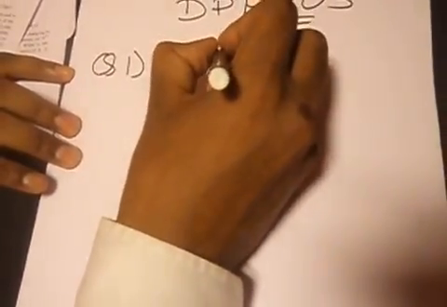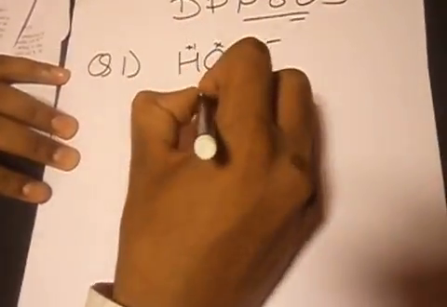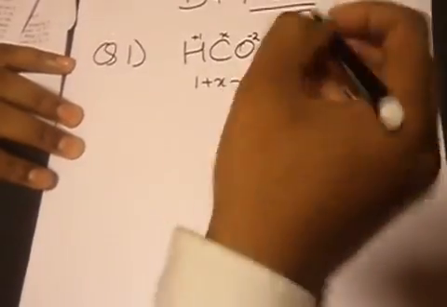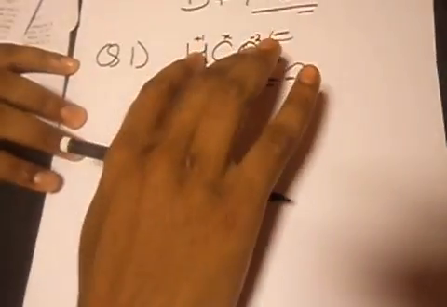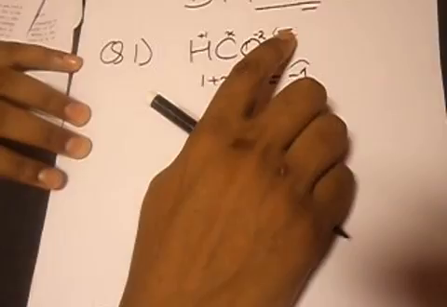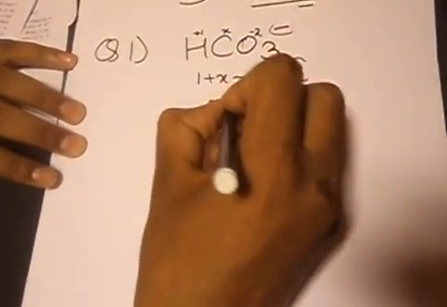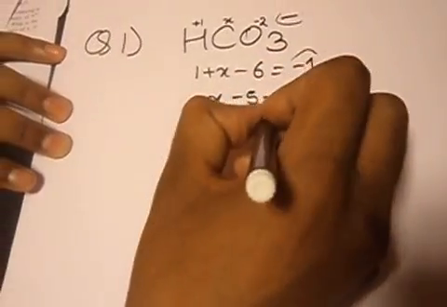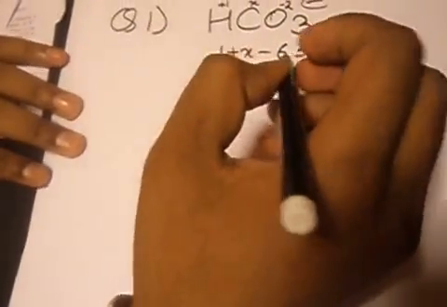If I assume carbon to be X, the equation would go this way: 1 plus X minus 6 should be equal to -1, because this -1 is the complete charge over the ion. Bicarbonate ion consists of a minus charge over it, so X minus 5 should be equal to -1 and X should be equal to 4, so +4 would be our answer.